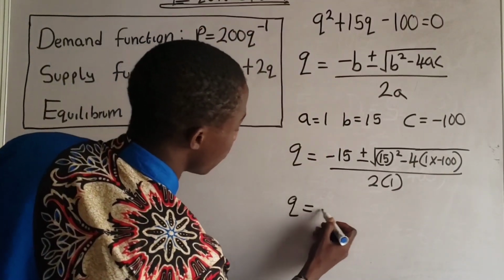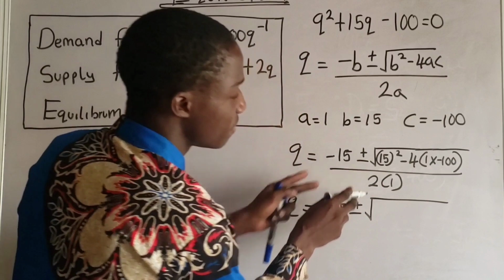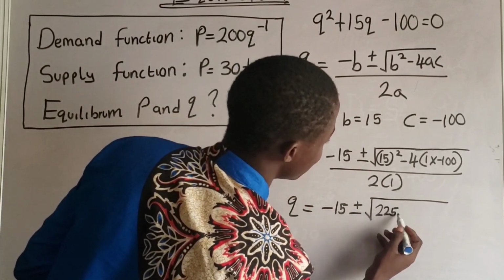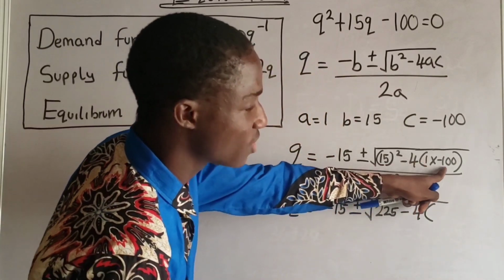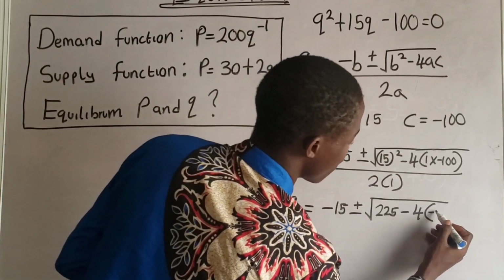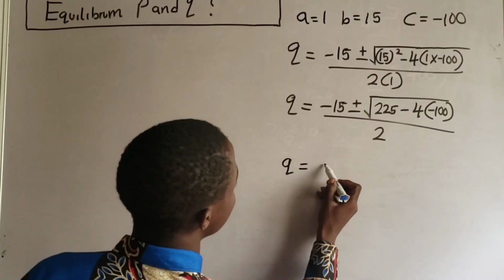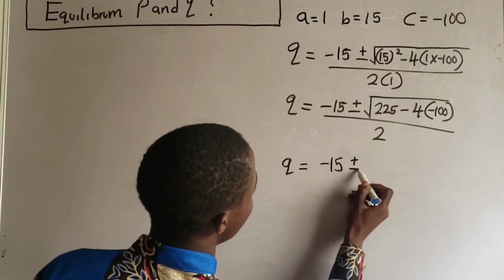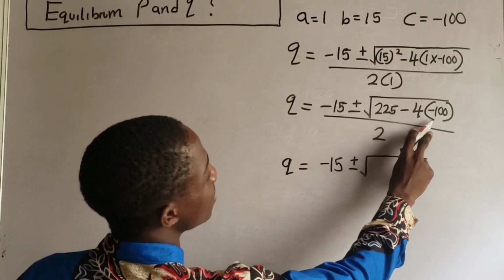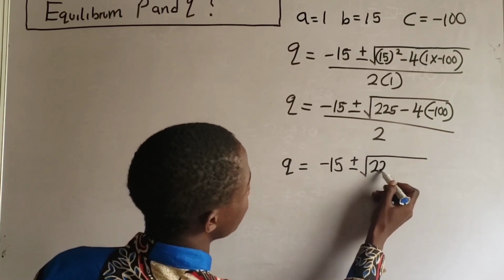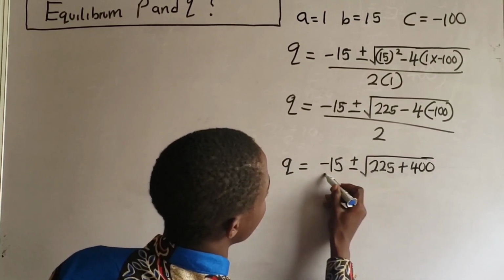So Q is equal to minus 15 plus or minus square root of 15 squared, which is 225. So I'm going to have 225 in this place, minus 4 into bracket 1 multiplied by minus 100. All this bracket all over 2 is equal to minus 15 plus or minus the square root of 225 minus 4 multiplied by minus 100. That is plus 400, all over 2.